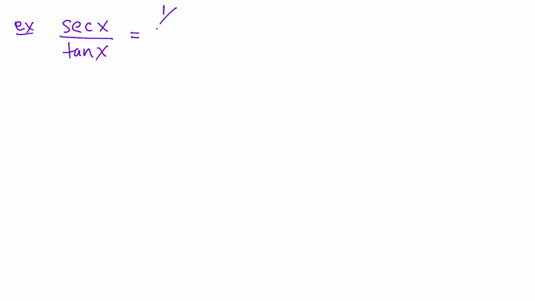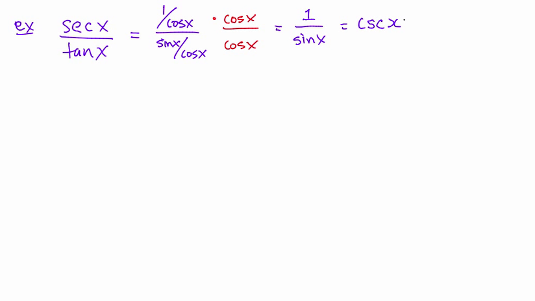But if you change everything to sines and cosines, then this becomes 1 over cos, and tangent becomes sine over cos. And you can do some manipulation, like multiply the top and bottom of the fraction by cos. And so you get 1 over sine, and 1 over sine is cosecant. And that one simplified quite nicely. But what we're getting at here is that you can rearrange these formulas, secant x over tan x, to become a simpler or different expression, cosecant of x.